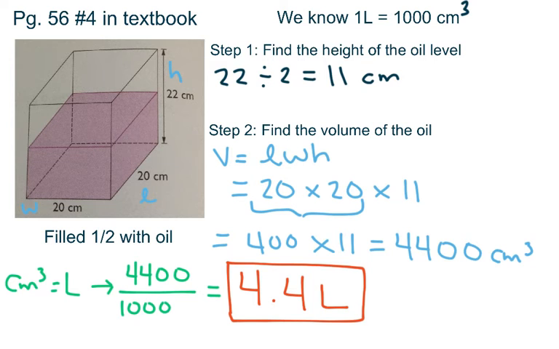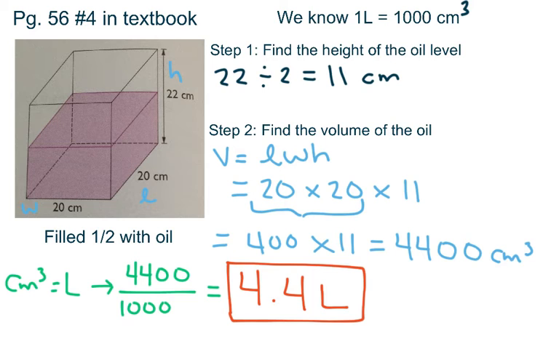So, the first thing we're going to do is we're going to take our 22 centimeter height and we're going to divide it by 2. Now, we're dividing by 2 because it's half full. It's only half full with oil. So we're trying to find out what just this portion is covering. We're just looking for half of my height. So 22 divided by 2 gives us 11 centimeters.